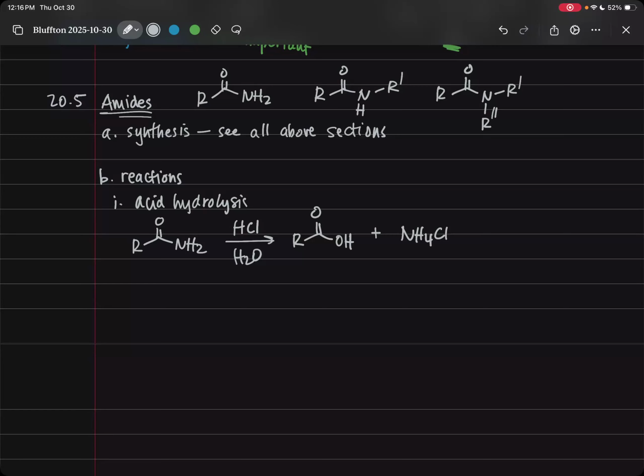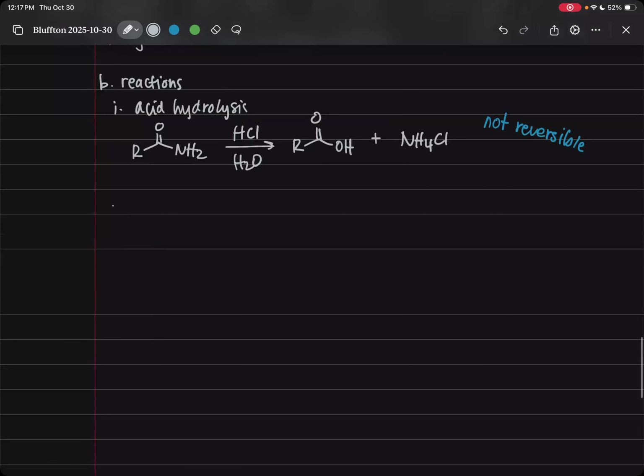If you're doing this in an organic solution, where you have an organic solvent and just a little bit of acid, this salt is going to precipitate out of solution and drive the reaction forward. But the main thing to know here is that this is not a reversible reaction, which is good because that's one less thing you have to remember. You don't have to remember the reverse reaction or anything like that. Go on to the next page.